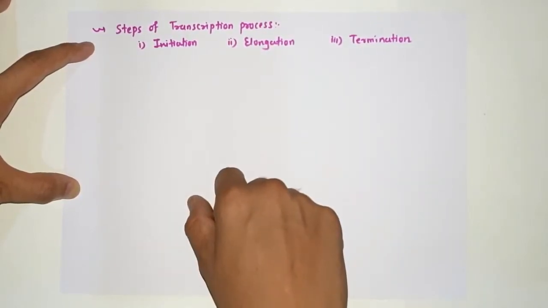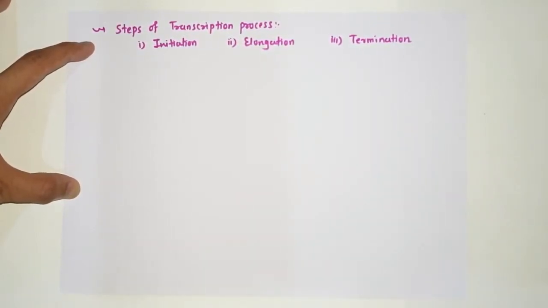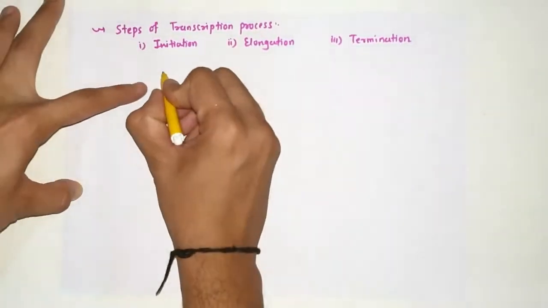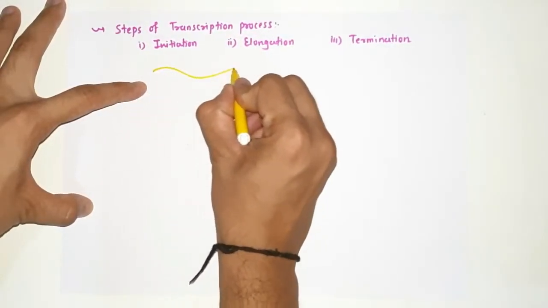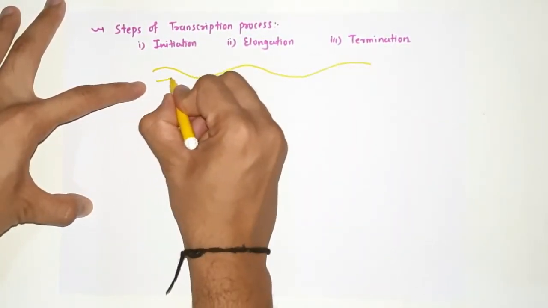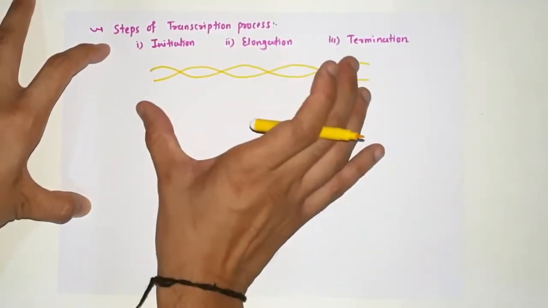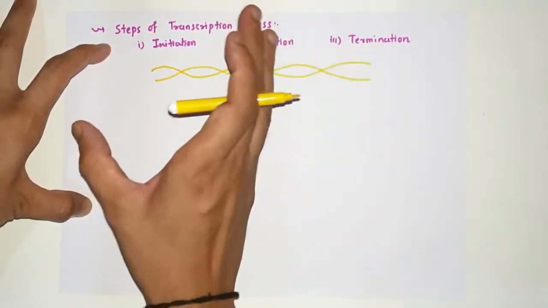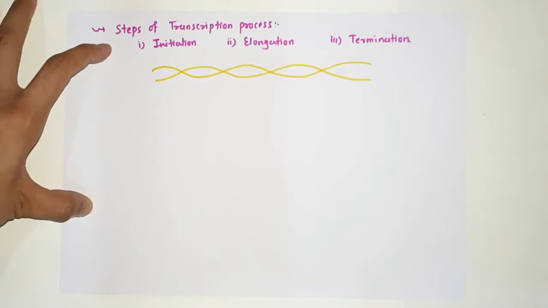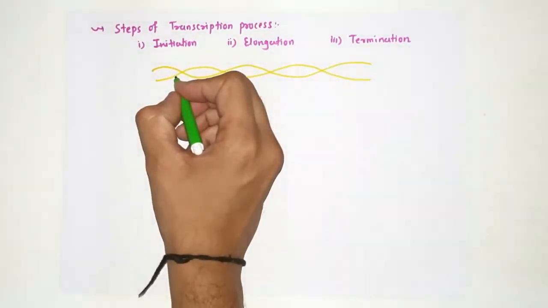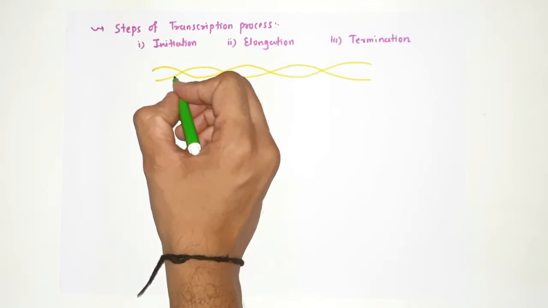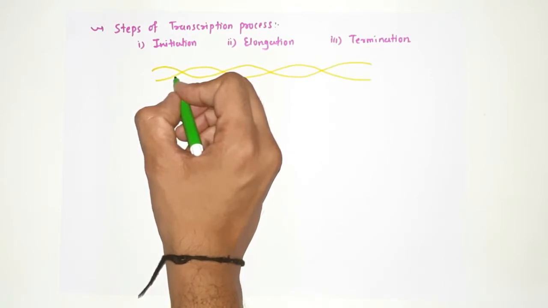Right? So here, to understand this whole process, we have to first draw the DNA molecule. So that is the DNA molecule. Right, and consider that is a transcription unit. Now in a transcription unit, mainly there are 3 distinct regions. The first one is promoter, the second one is structural gene, and the third one is terminating region or terminator.